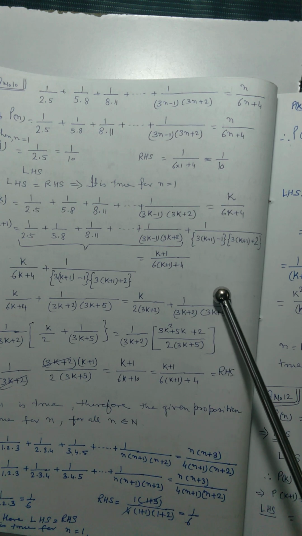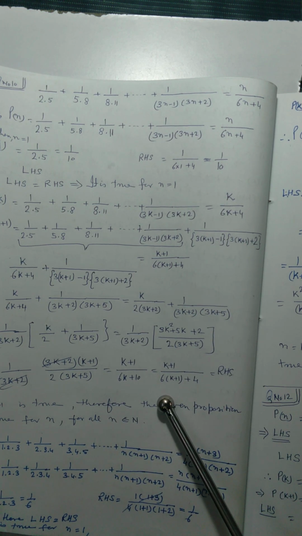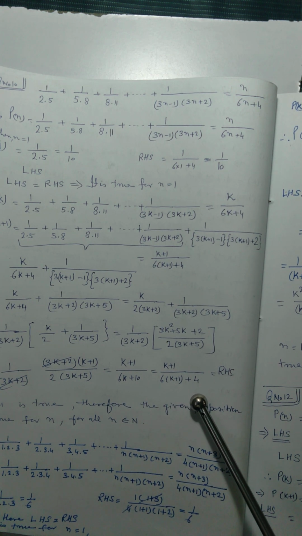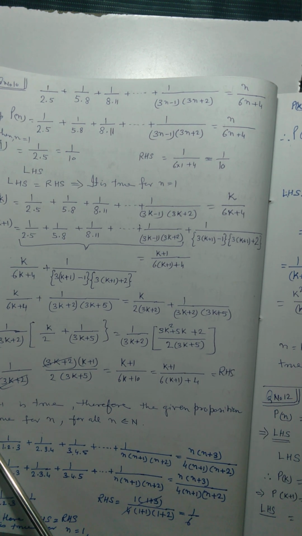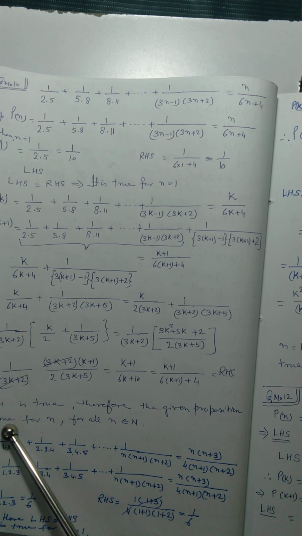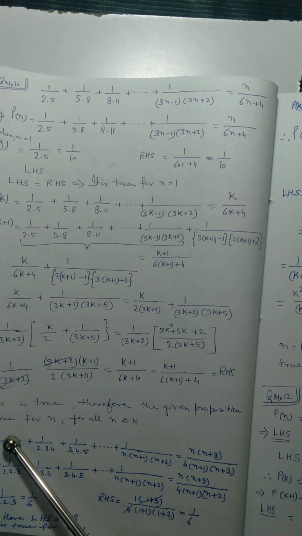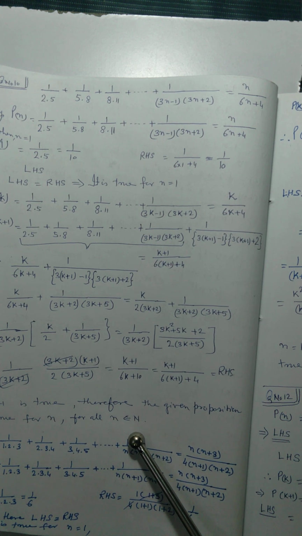As mentioned in the right hand side, in that way we have taken out k plus 1 in bracket 6k plus 1 plus 4, and it is equal to the right hand side. Hence n is equal to k plus 1 is true. Therefore the given proposition is true for all n belongs to natural numbers.